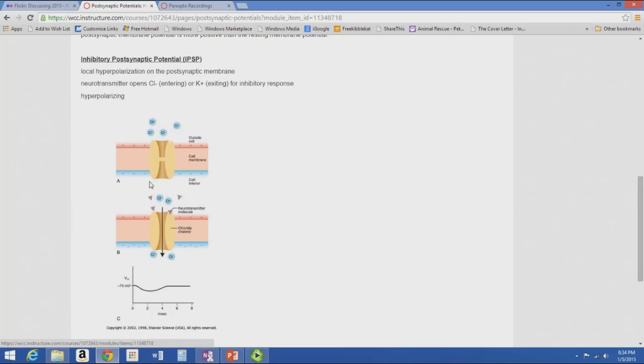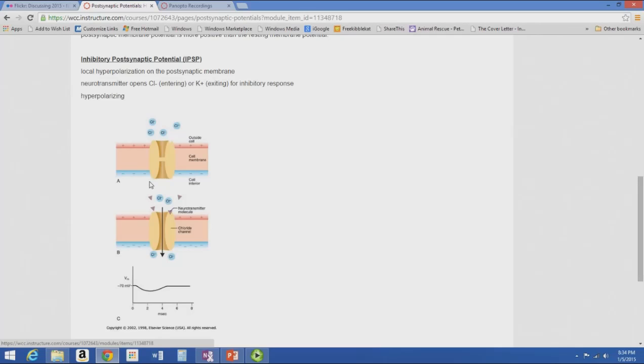So with an inhibitory postsynaptic potential, there's a local hyperpolarization of the postsynaptic membrane. The neurotransmitter binds to a receptor that opens calcium channels, so it can become more negative inside the cell, or potassium, so potassium, which has a positive charge, can exit and it becomes more negative inside the cell, so that's hyperpolarized. And it causes an inhibitory response. There's less chance that that neuron's going to fire.